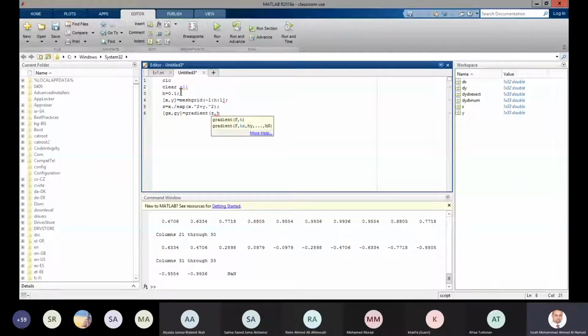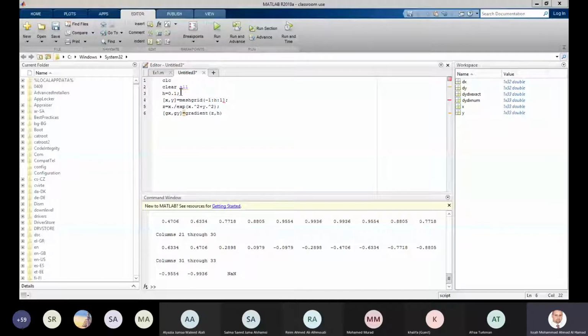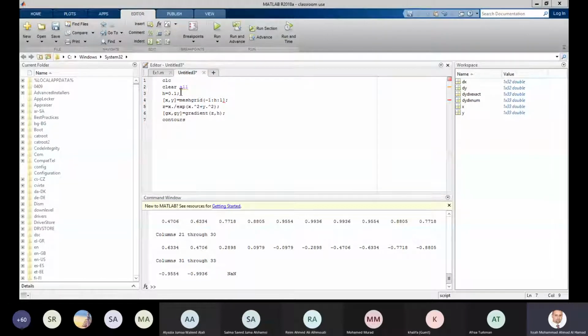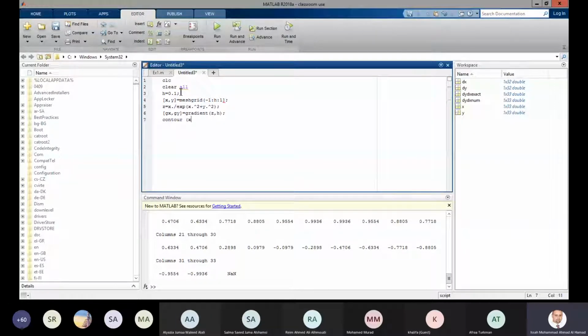Now I need to make the contours, because as you know, this will not be a simple plot. It will be a contour plot. For example, if you define z equals x squared plus y squared, this will be a circle. So in order to do this in 2D, you have to make it as a contour plot. So I need to ask for the contour of x, y, and z.